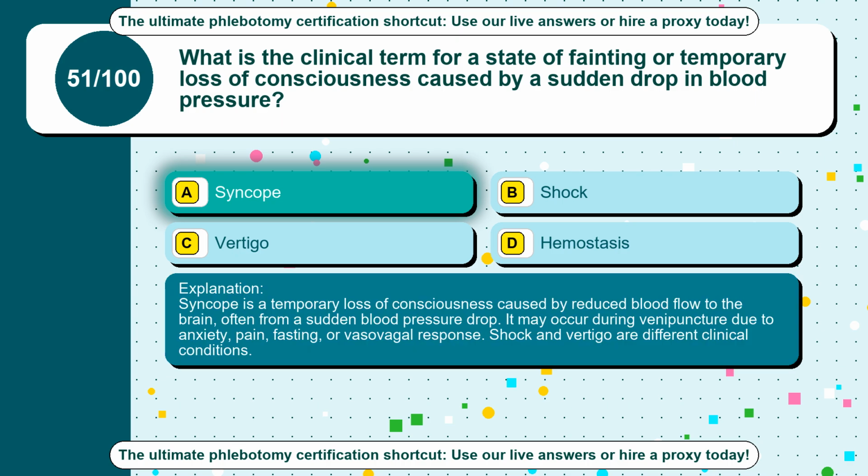Syncope is a temporary loss of consciousness caused by reduced blood flow to the brain, often from a sudden blood pressure drop. It may occur during venipuncture due to anxiety, pain, fasting, or vasovagal response. Shock and vertigo are different clinical conditions.